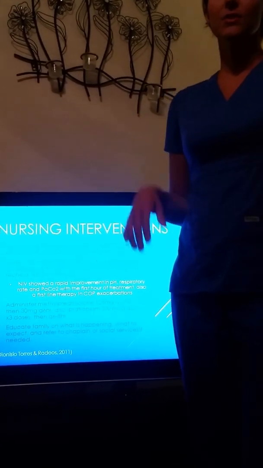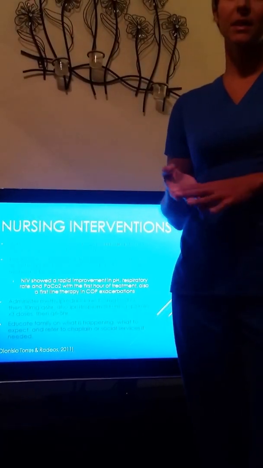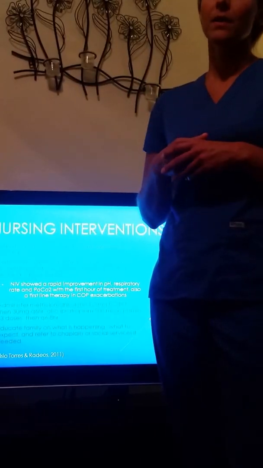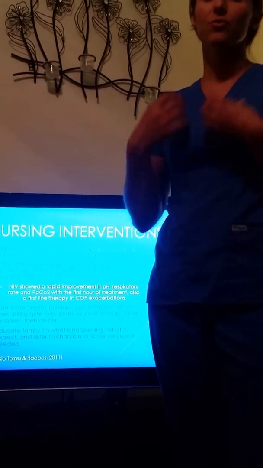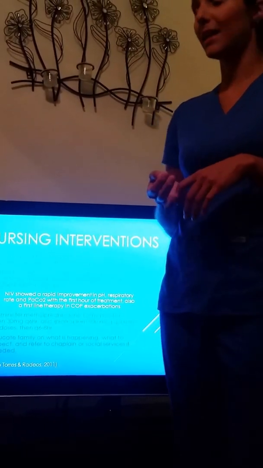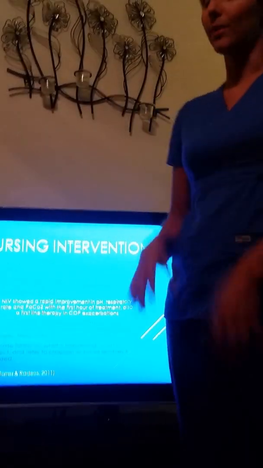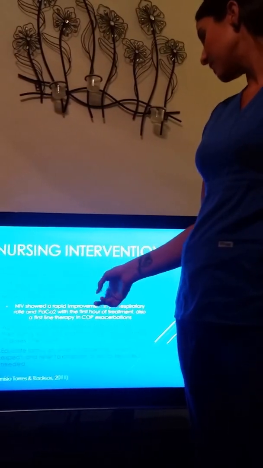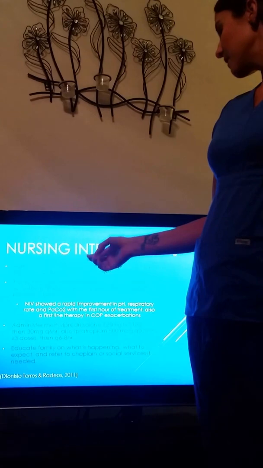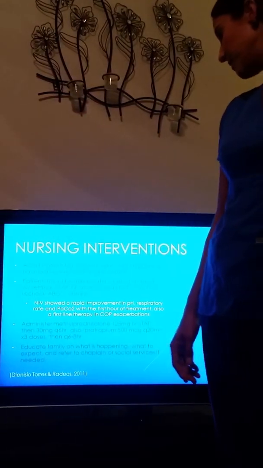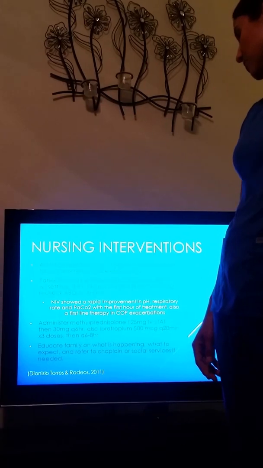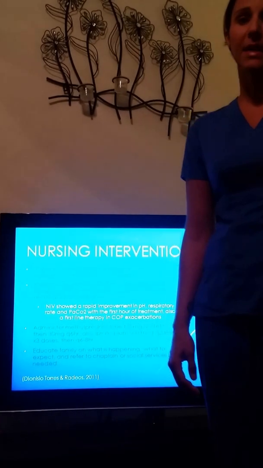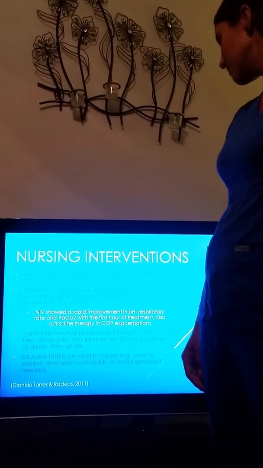So the physician decides to start the patient on BiPAP, and why do you think this is? Well, BiPAP is a non-invasive ventilation. It's a step before intubating them. So he's going to see if this helps draw out the carbon dioxide that the patient's retaining, and if it helps him breathe easier before we actually have to intubate him. Based on Diaz-Torres and Rodeos in 2011, they said that non-invasive ventilation showed a rapid improvement in pH, respiratory rate, and PaCO2 within the first hour of treatment. Also, it is a first-line therapy in COPD exacerbations. So that's why the doctor decides to do this.